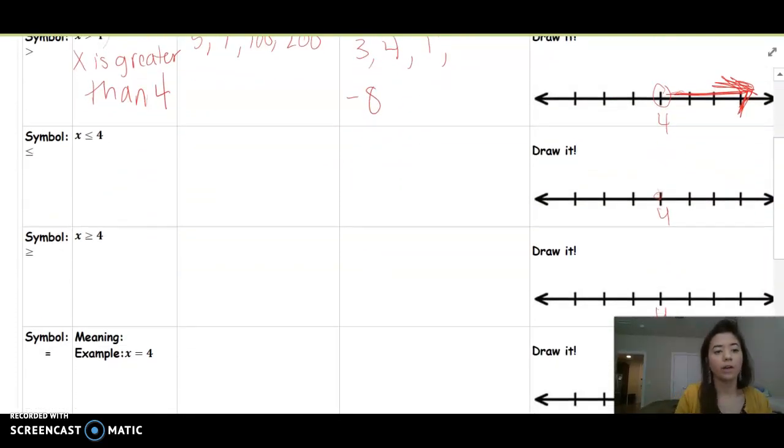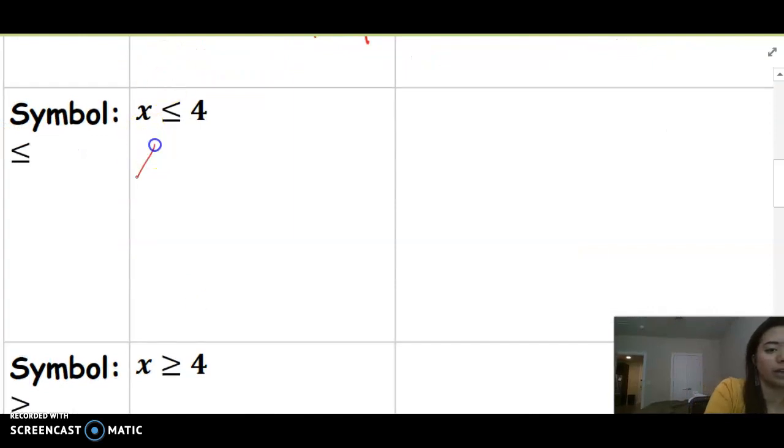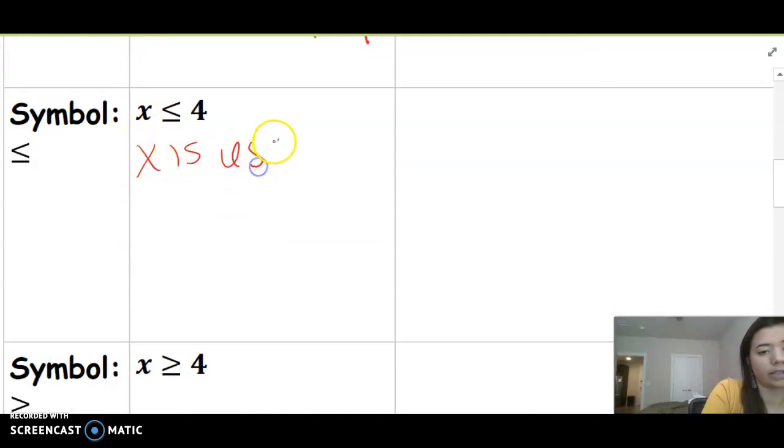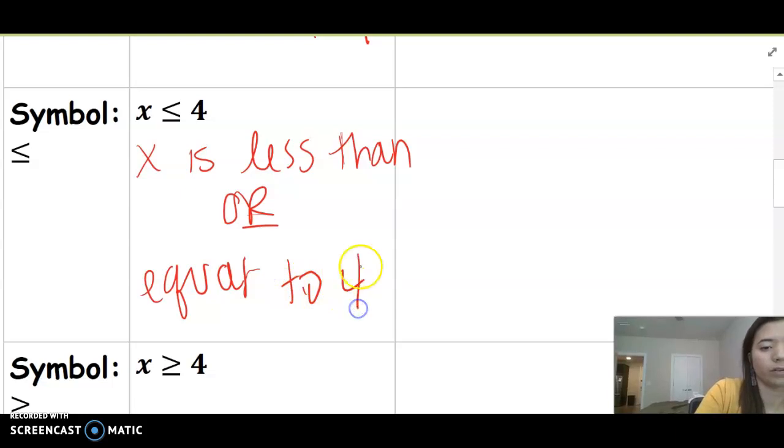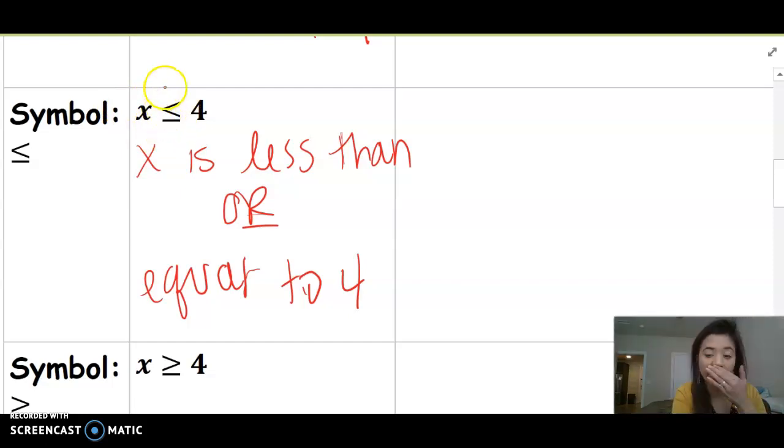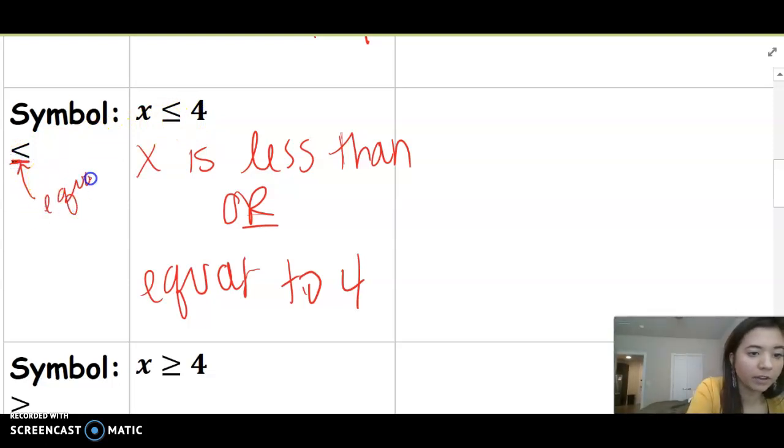Okay, we have x is less than or equal to 4. So the smaller part of my sign is on my x, which tells me that it's the less than. It's this line underneath here that tells me the or equal to part. Okay, so x is less than or equal to 4.